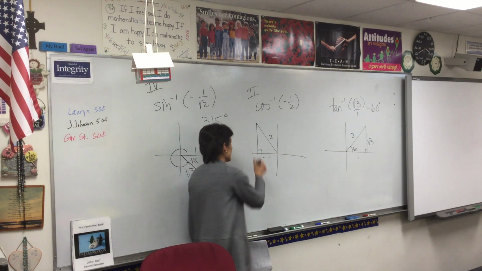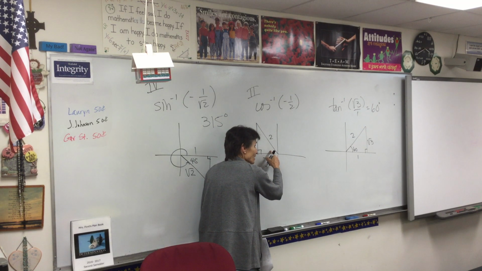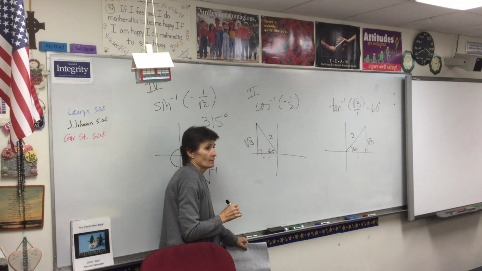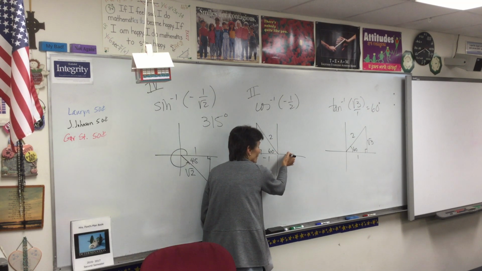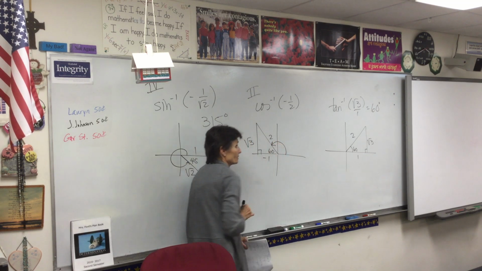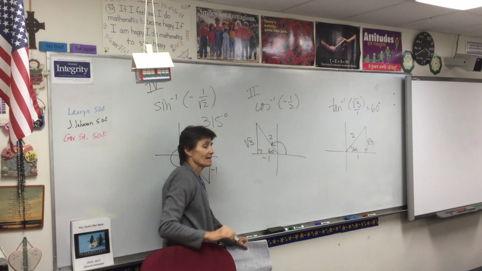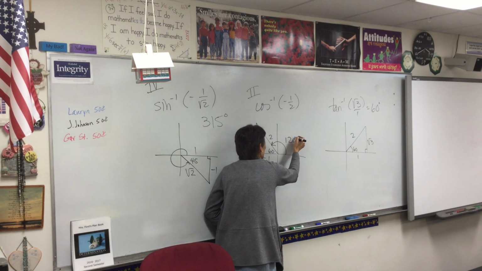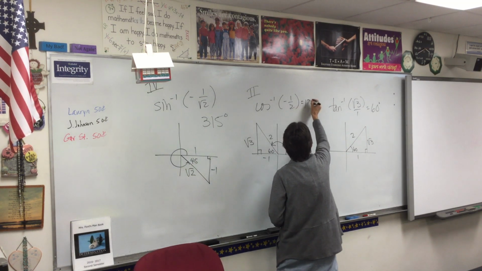Yes. So this is root 3, making this angle 60. But 60 is not the answer. You got to start here, remember? So what angle would make a 60 right there? 120. How did we get 120? 180 minus 60. So that's 120 degrees.